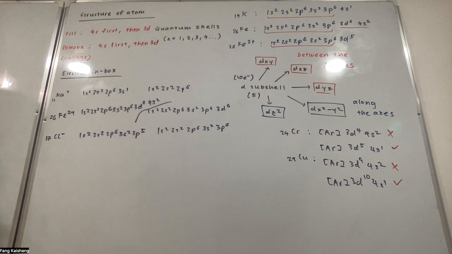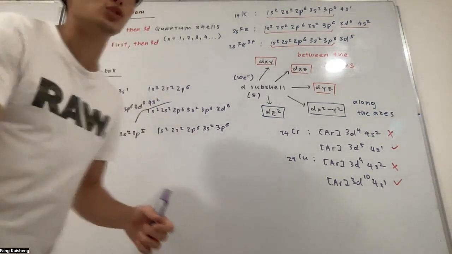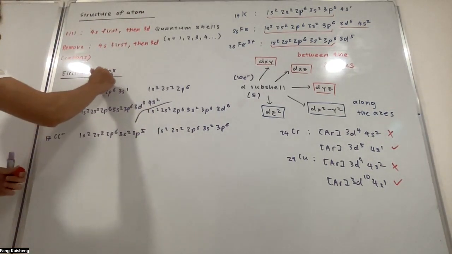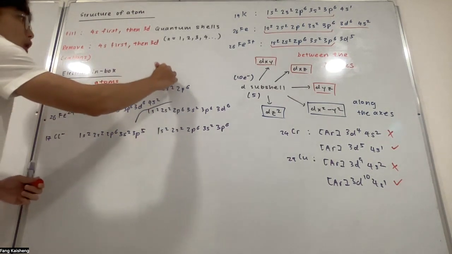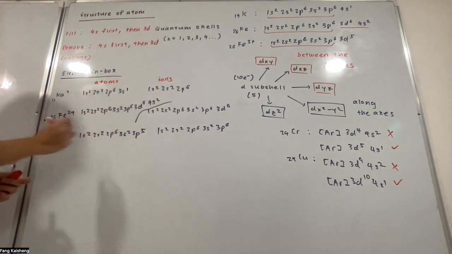Okay, now they never specify, they only say it's for the elements. So perhaps we just draw for the atoms over here. The ions we ignore. We only draw electron in box for these three guys.